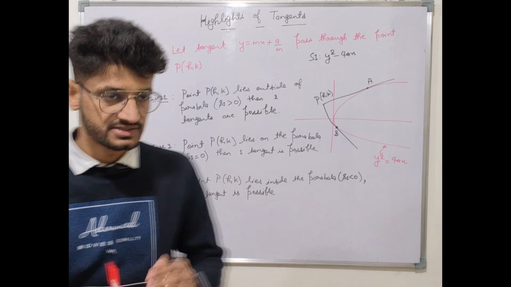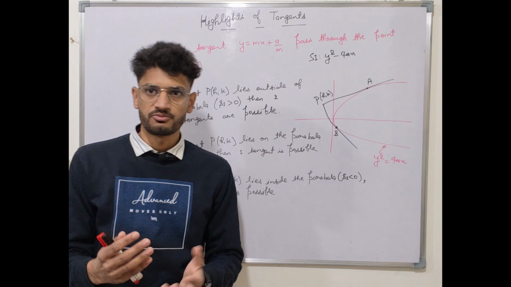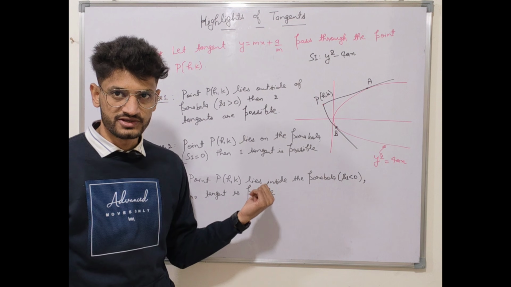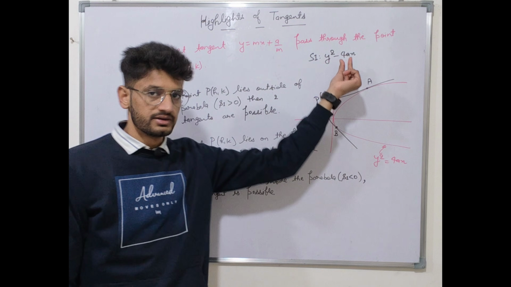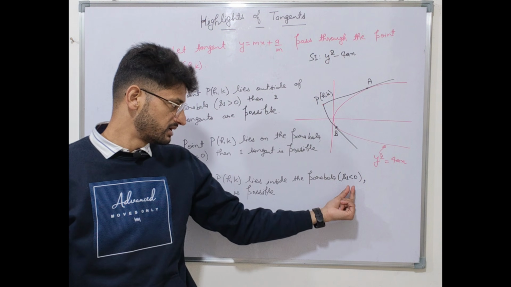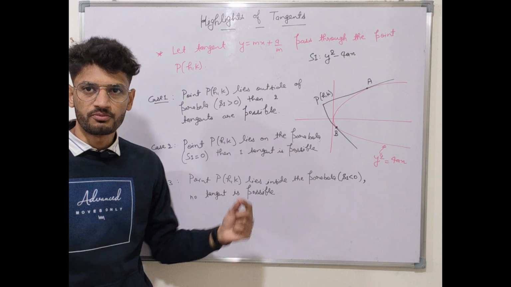Let's see case 3. If point P(h, k) lies inside the parabola, to check this, again we put the coordinates of point P(h, k) into the equation, and we will see its value comes out negative. So S1 will be less than 0. If point P lies inside the parabola, in that case there will be no possible tangent.